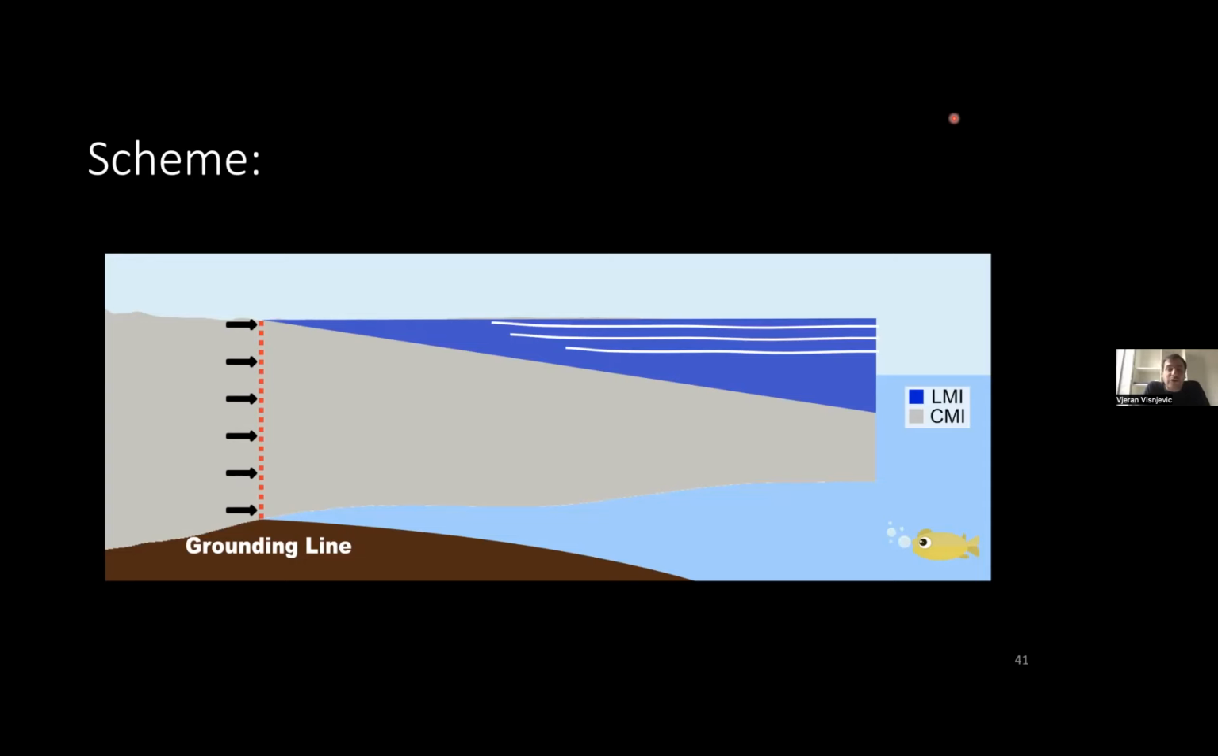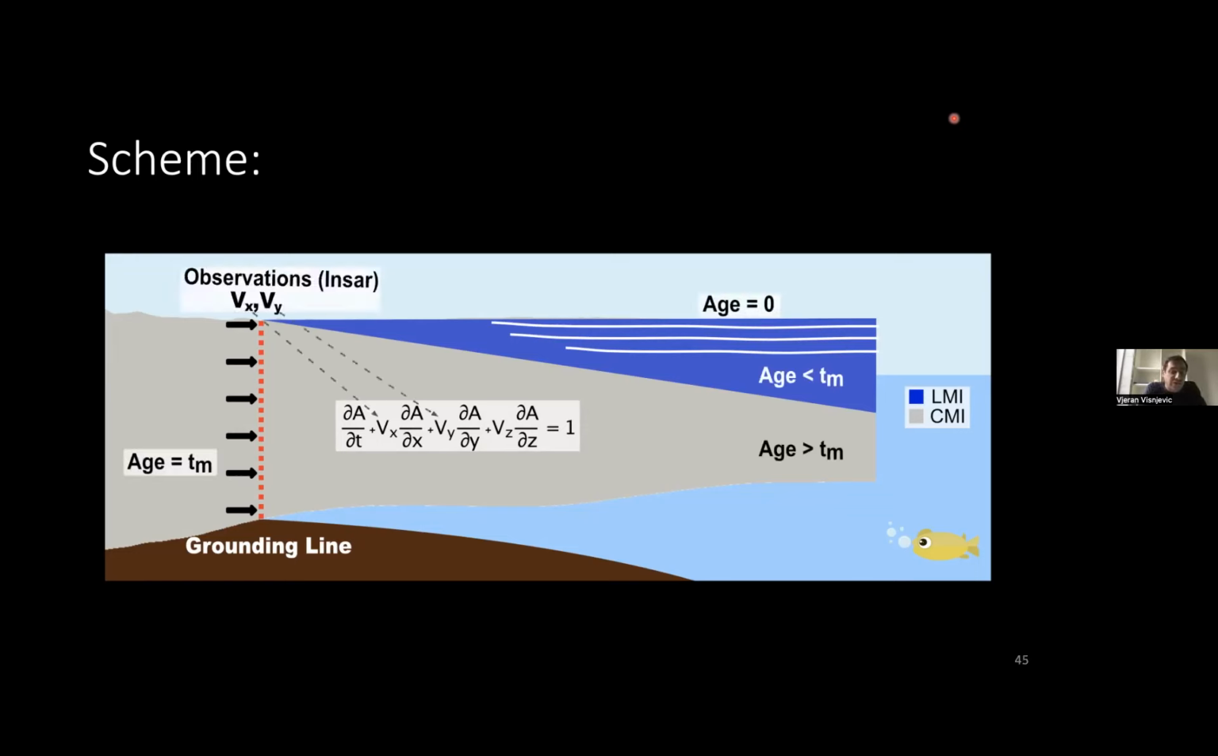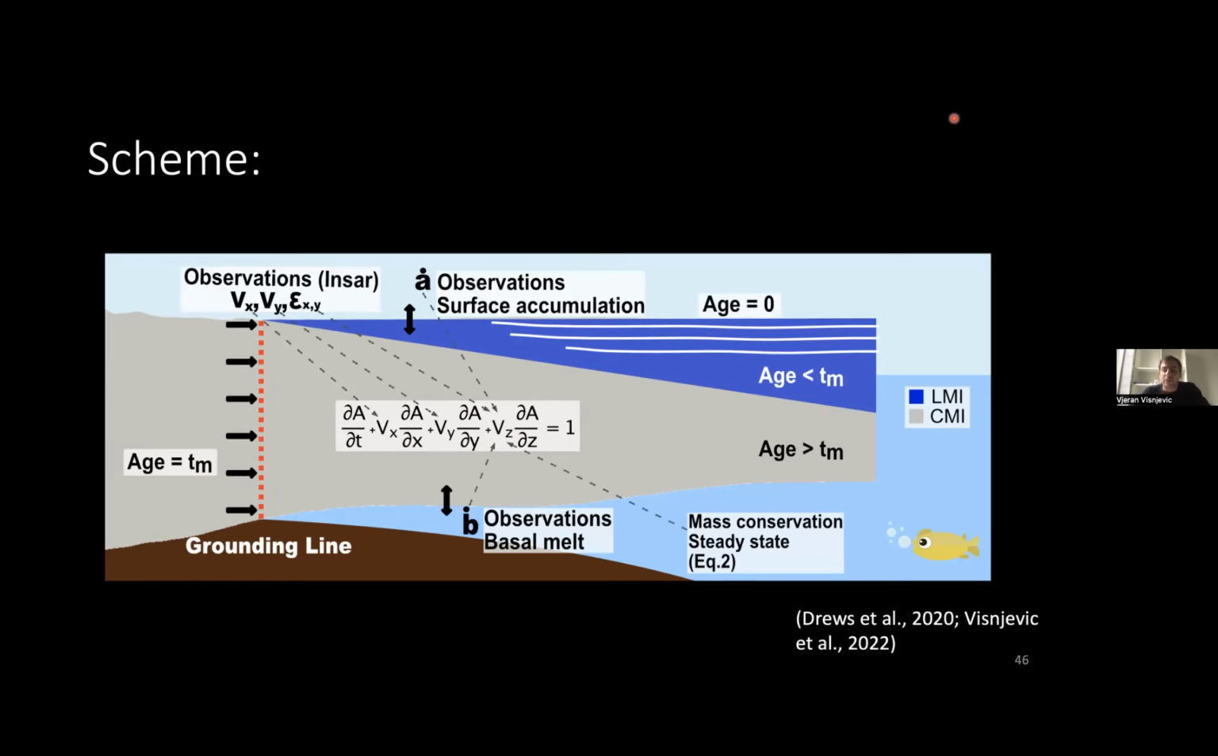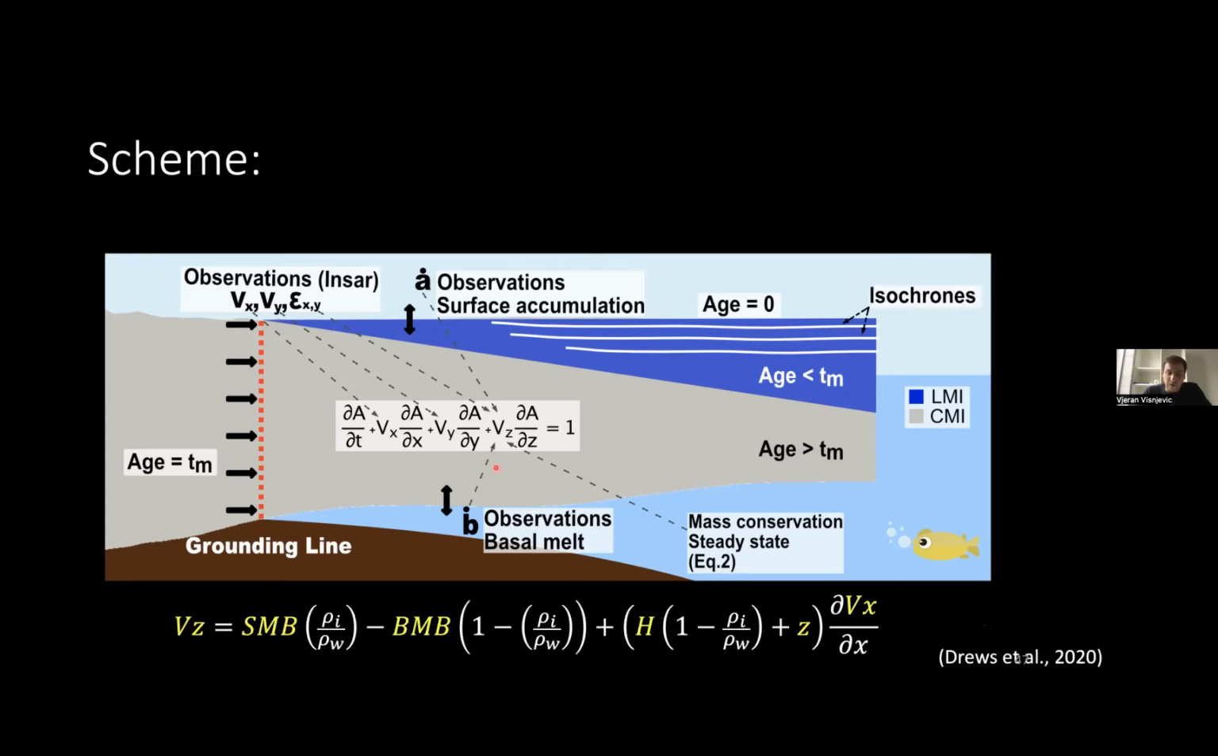How do I do this? So I said we needed to solve the age equation. And to solve the age equation, we need velocities. Because we have plug flow and we assume that there is no change of horizontal velocities with depth, we can set our boundary conditions. And then from satellite observations, we can plug in the horizontal velocities. And then we can calculate the vertical velocity using a simple empirical formula derived by Devs et al. in 2020, where vertical velocity is a function of surface mass balance, basal mass balance, ice thickness, and strain rates.